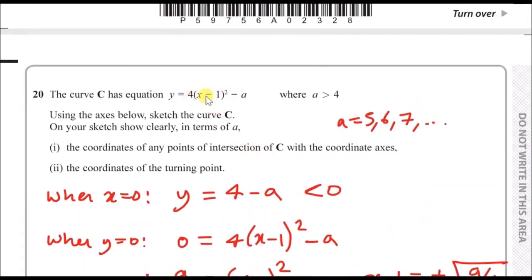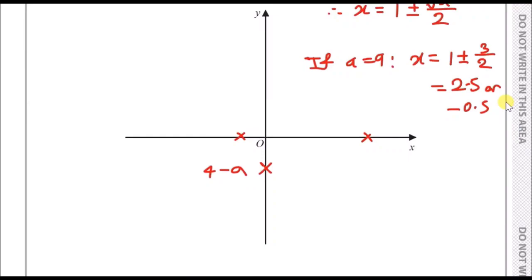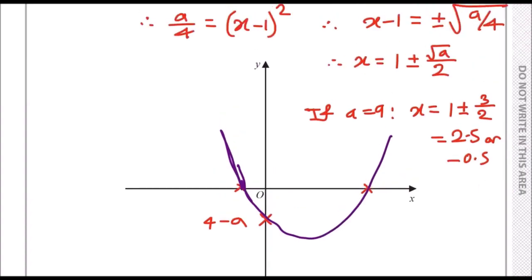So if you look at this carefully, this is a quadratic equation. So this means that it's going to be a U shape. So it's going to be something like this. Okay, yeah, like that, yeah? So now we just label our points of intersection.